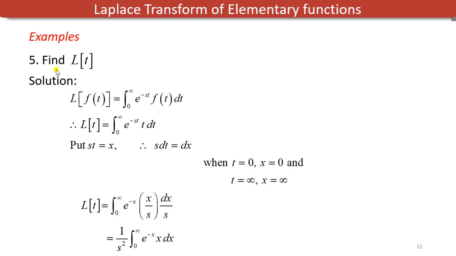Next example, find L of t. So we write the formula L of f of t equal to integral 0 to infinity e power minus st f of t dt. Then we put f of t is equal to t, so that we can get integral 0 to infinity e power minus st t dt. So we put a substitution, put st is equal to x, so that we can get s into dt is equal to dx.